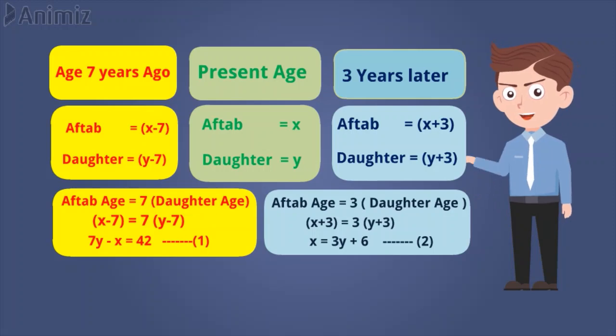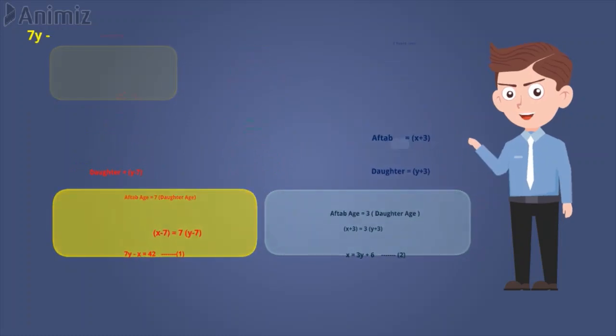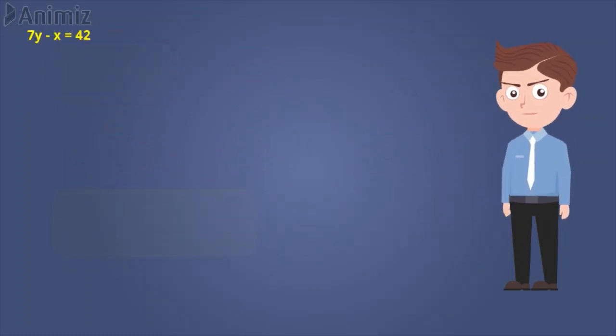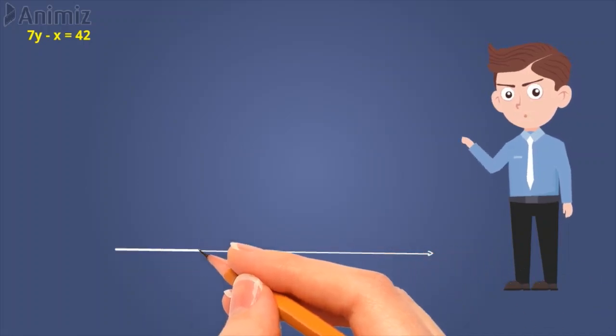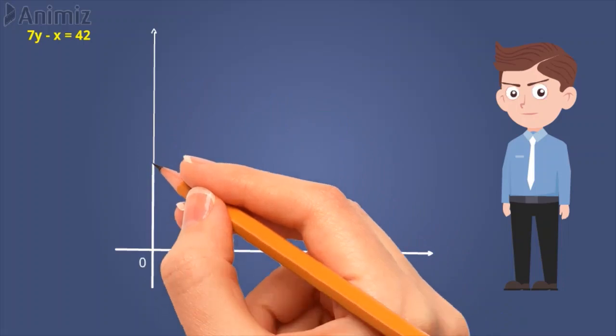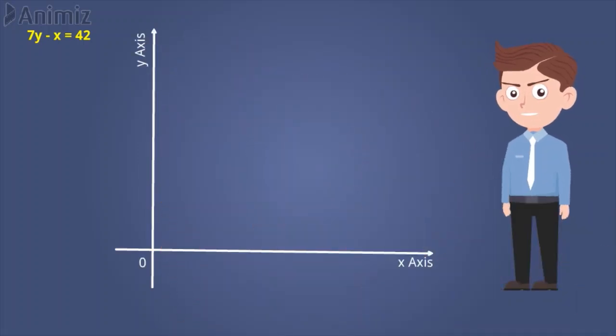Now once you have got this, we will see how to draw the graph for these equations. So let us consider the first equation, 7y minus x is equal to 42. Whenever we are drawing a graph, there are certain things you should keep in mind. First, we draw the x-axis and y-axis, mutually perpendicular to each other. Then on the top right corner of the graph, do mention the scale.